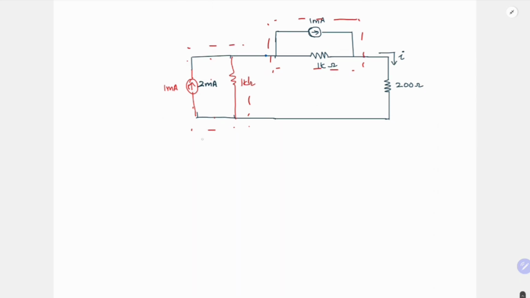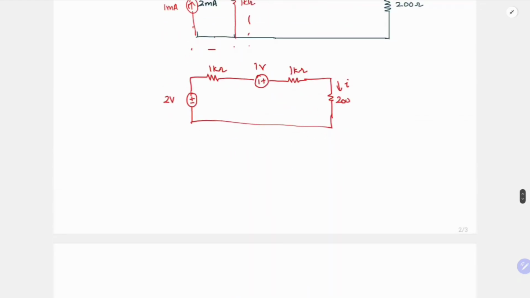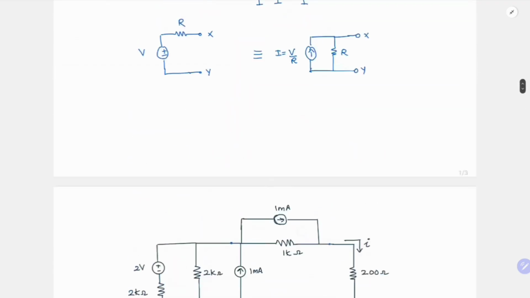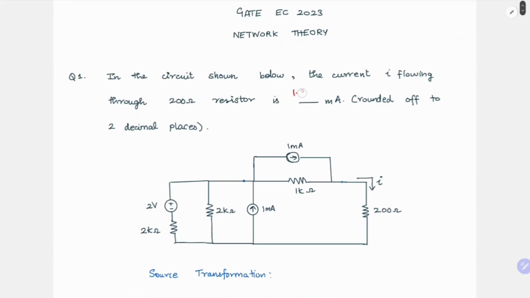Okay, so 2 milliamp and 1 kilo ohm, I can write it as 2 milliamp into 1 kilo ohm, which is 2 volt with 1 kilo ohm resistance. And similarly here, the voltage source will be 1 volt, 1 milliamp into 1 kilo ohm, with 1 kilo ohm here. And then we have this 200 ohm, and this is the current I, and now we have a closed circuit. So in this, I is nothing but the sum of voltages in the loop, 3 volt, divided by the total resistance, which is 2.2 kilo ohm. If you calculate this, you will get 1.36 milliamp as your current. So this will be your answer. Using source transformation, we can easily figure this out.